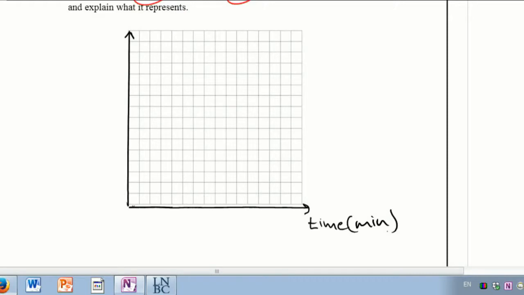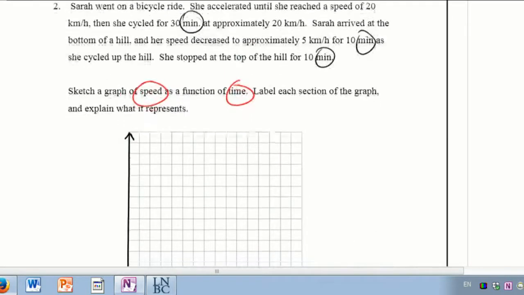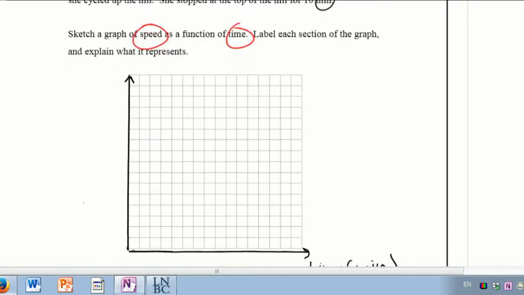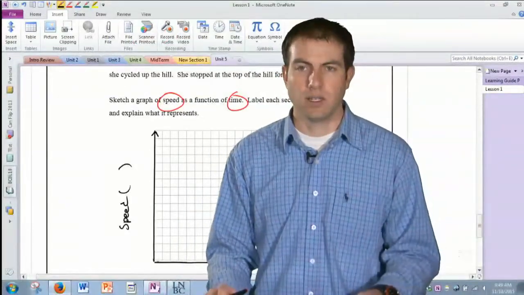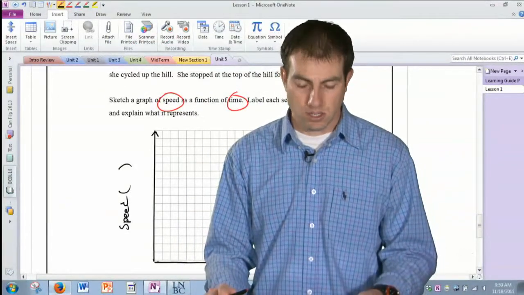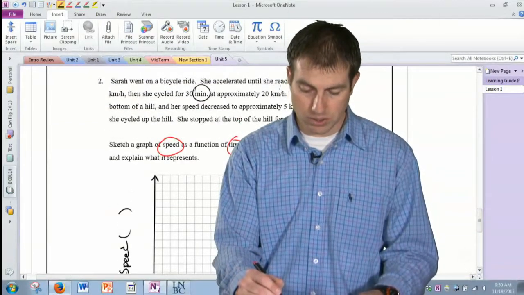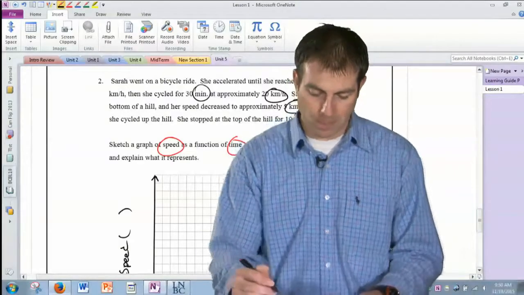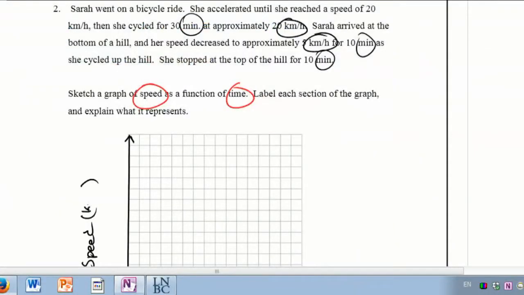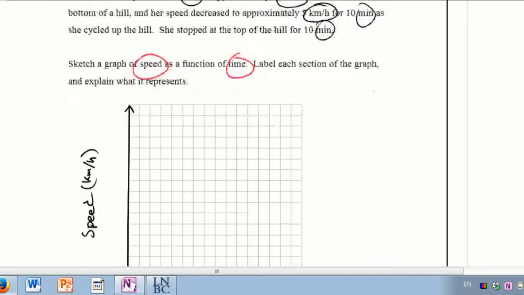And then it says I need to sketch a graph of speed. So I'm going to put speed on this side. And what units were all of my speeds given in? Everything in my question looks like kilometers per hour. So I'm going to go ahead and write down kilometers per hour. All right, so those are my axes.